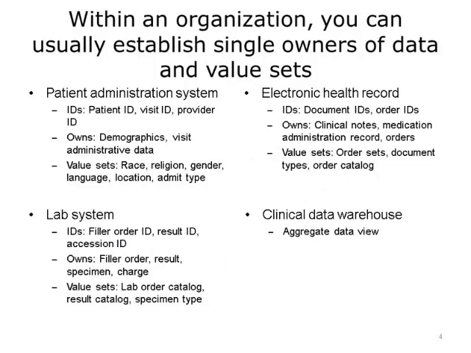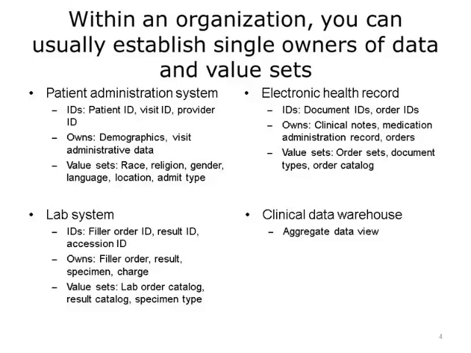Within an organization, you can usually establish a single owner or assigning authority of a particular kind of data. Owners are sole creator and updater of a particular kind of data. In a hospital, it could be established that the admissions office owns patient administration data, and the system they use to record patient administration data is the patient administration system. The IDs generated by that system, like a patient ID or a visit ID or a provider ID, can only be generated by that system. Demographics and visit data can only be updated on the patient administration system and no other system.